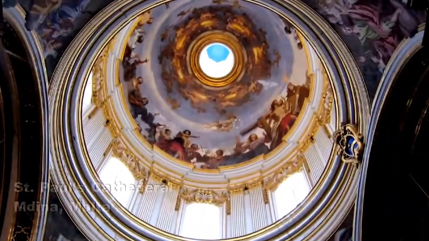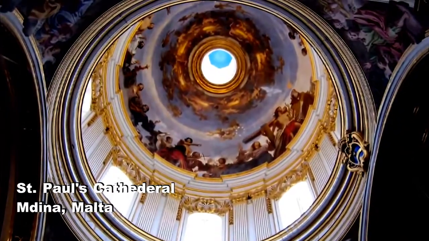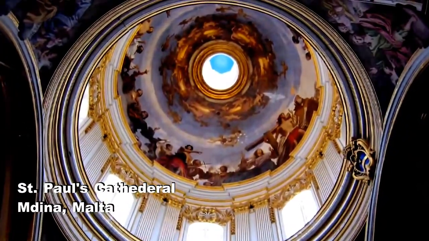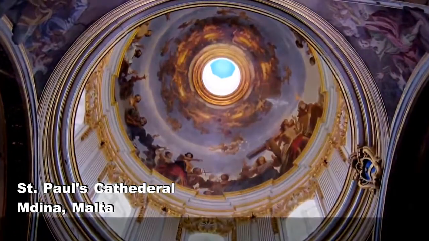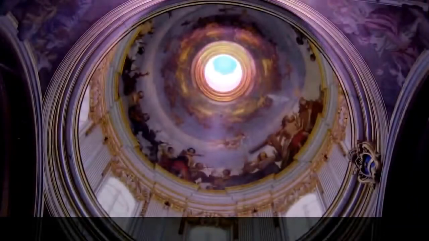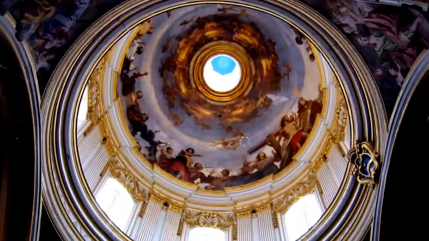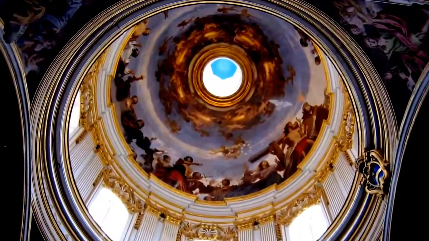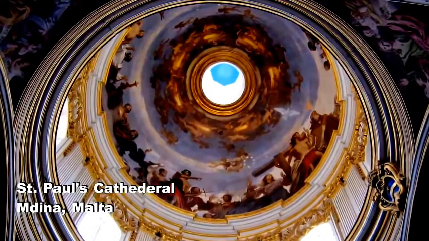Then one of my favorites was found at St. Paul's Cathedral in Medina, Malta. Notice the angels circling the hole at the top of the dome, and compare that to the glowing ring that is found inside the bowl-shaped magnetic field emitters in the vacuum chamber. Why are these angels on fire exactly where they should be? Much more on this dome and the others later in this series of videos.